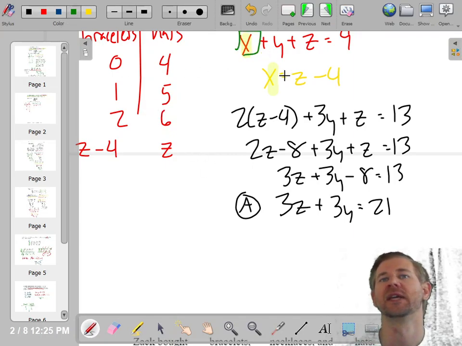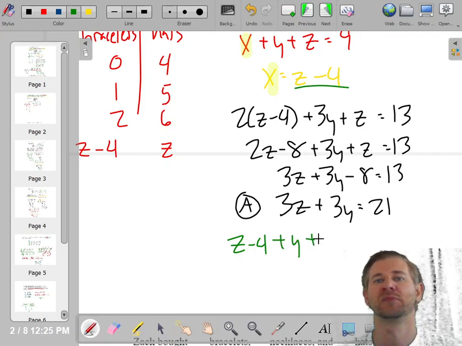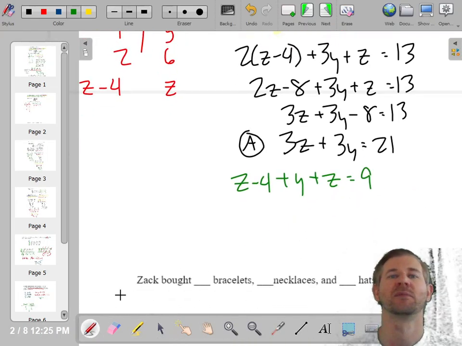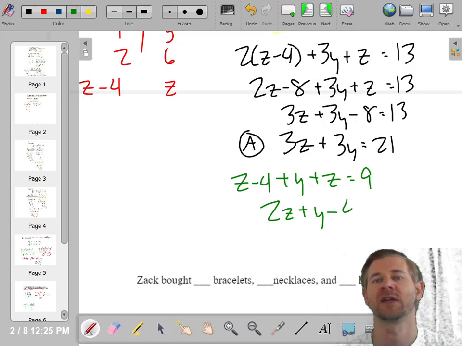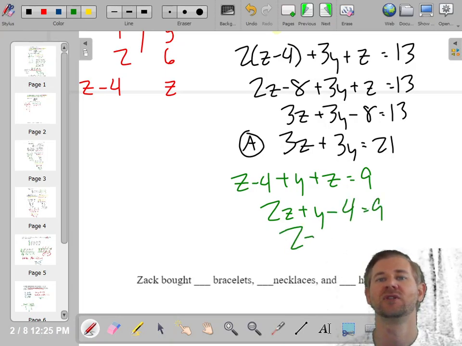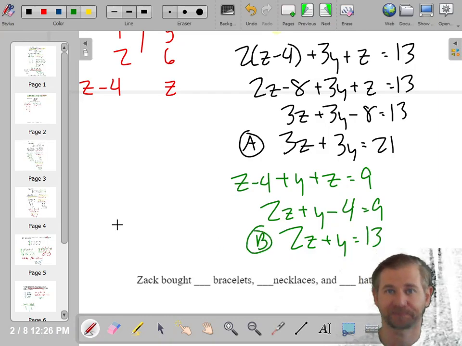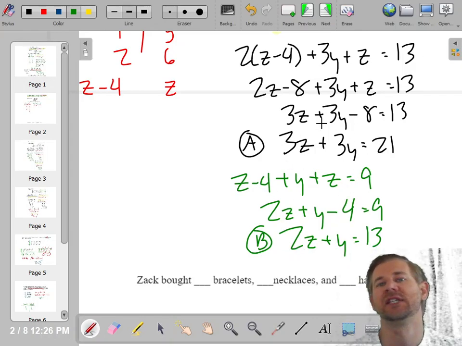Similarly, I'm going to plug in my substitution right here. Instead of x, I'm going to put z minus 4. So z minus 4 for x, and then plus y plus z equals 9. And then when I combine like terms there, I have z plus z, 2z plus y minus 4 equals 9. 2z plus y. If you add 4 to both sides, you get 13. That's your B equation.